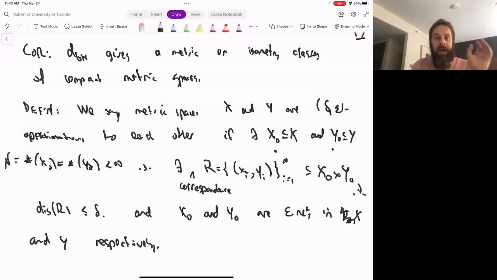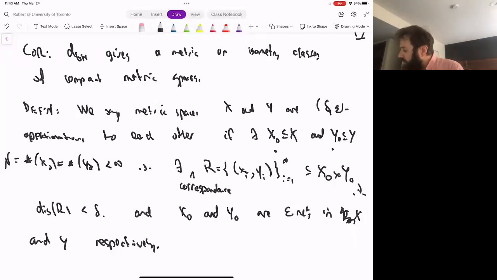Right, so I can divide each metric space into the same large number of points. And I can set up a correspondence between the points on the left and the points on the right, which doesn't have a distortion bigger than delta, and such that the points are epsilon dense in their respective spaces. And maybe I should make this inequality strict, but I don't think it matters.